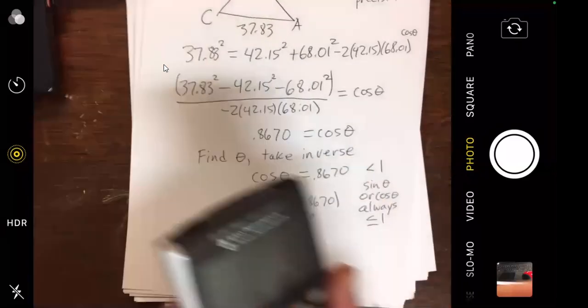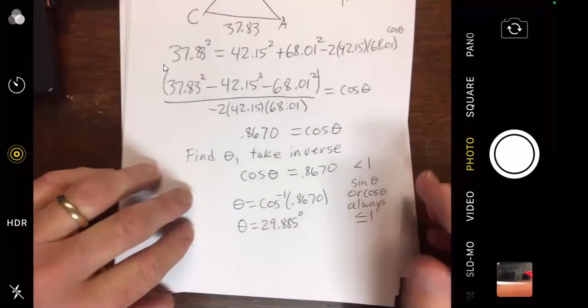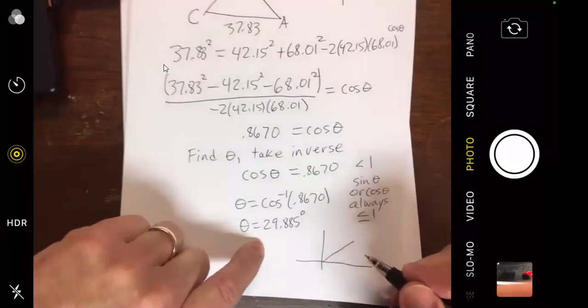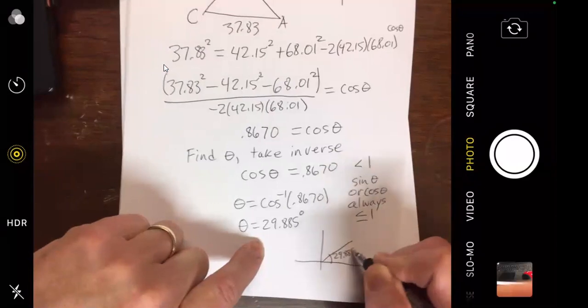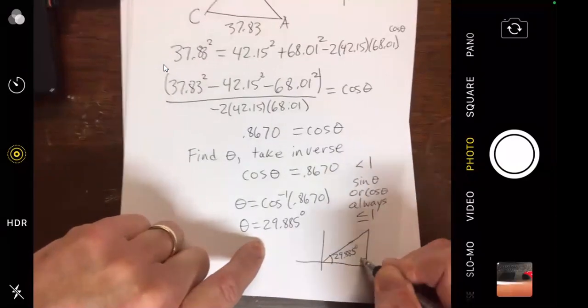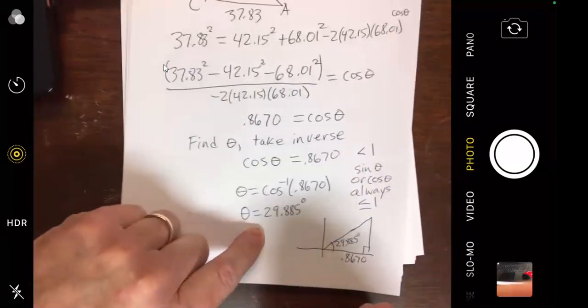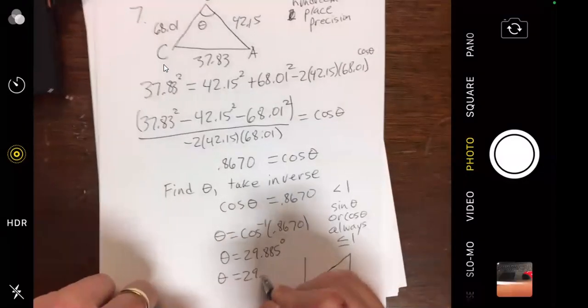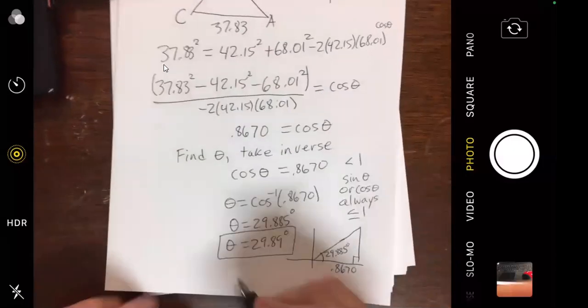Y'all remember what this means? Is it just random gibberish? It means that at almost 30 degrees, 29.885 degrees, you have an x coordinate 0.8670. Now, this was hundredths place precision, so I guess the book would call it 29.89 degrees, to two places.